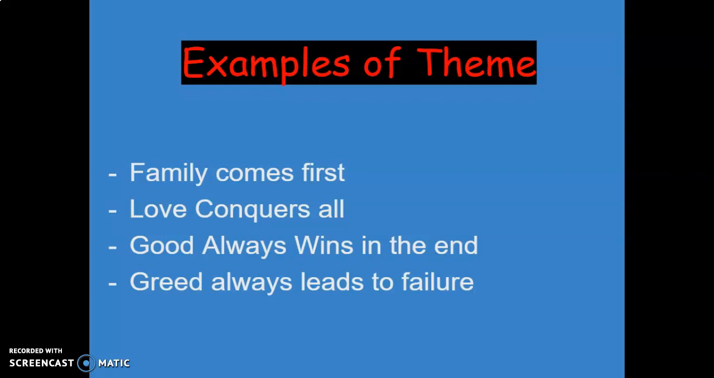Oftentimes, when you read about superheroes, the villain always loses, evil always loses. So it might come up with the theme that good always wins in the end. And very often, you'll read stories about someone wanting a lot of money, a lot of items, and in the end, it leads to them having some kind of failure, right? Something bad happens to them. And that might lead us to think of the theme that greed always leads to failure.